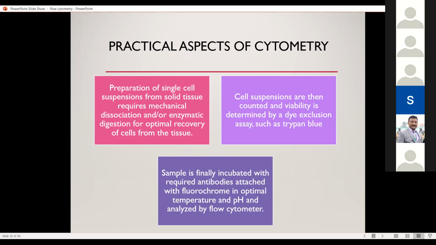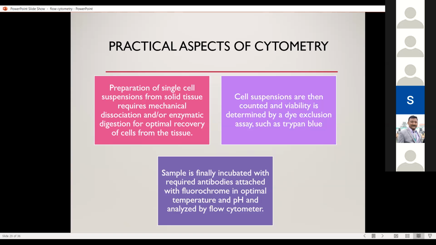This is a basic experiment we can do before going for a flow cytometric experiment, so that we know the viability of our cell culture, whether all are dead cells or live cells. So viability is determined. We can also use dye exclusion assays such as Trypan Blue. Then we have our sample ready to analyze with flow cytometry.